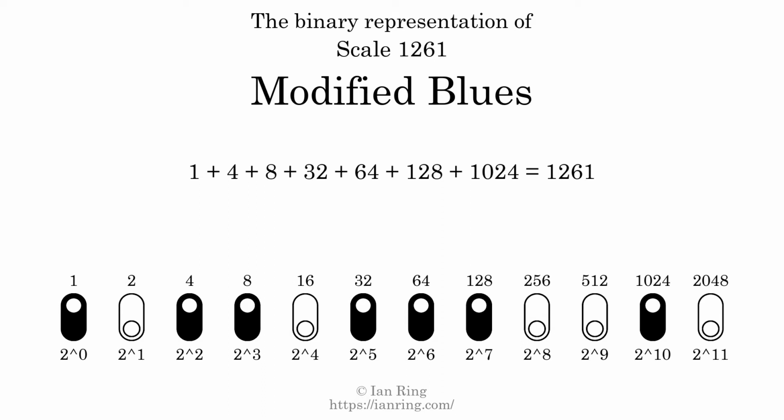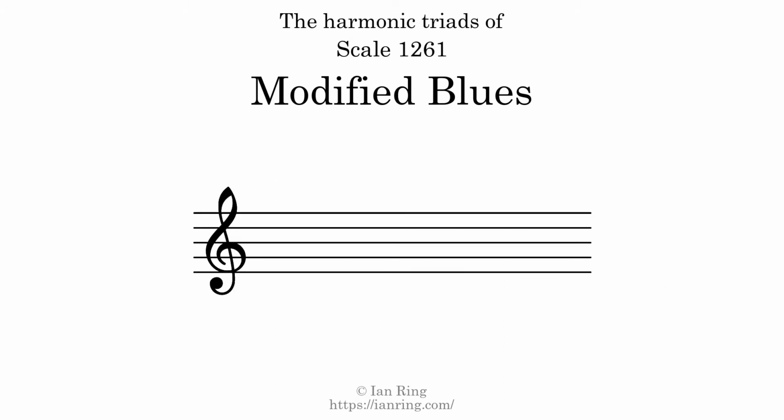1261. The scale number not only enumerates the scale with a unique index, but it also literally describes the tonal content of the scale. Represented as a binary number in base 2, the scale number is 010011101101. Here are the harmonic triads present in this scale.